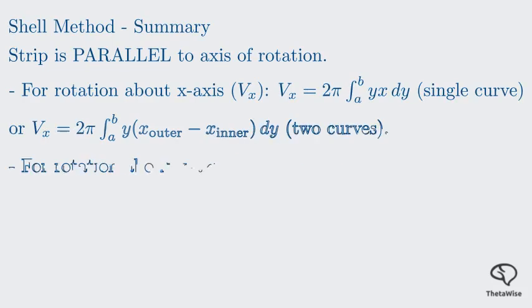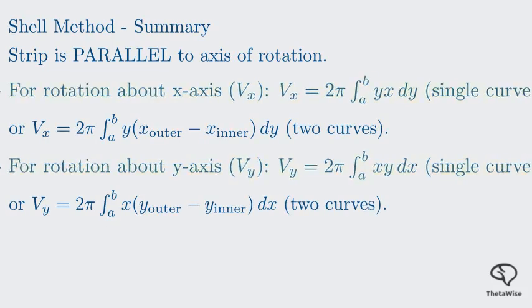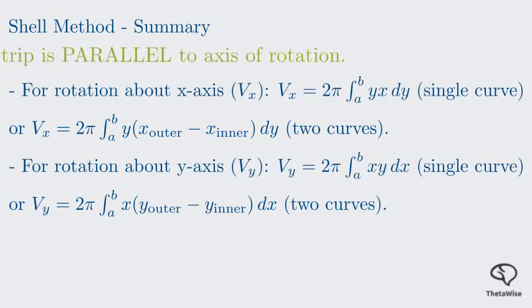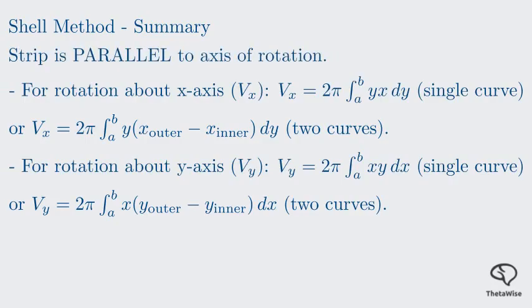Just like with the disk method, we can adapt the shell method for rotation about the y-axis and for areas between two curves. Here you can see the full summary of the shell method formulas. Notice the variables are reversed compared to the disk method. For x-axis rotation, we integrate with respect to y. For y-axis rotation, we integrate with respect to x. This is because the strip is parallel to the axis.